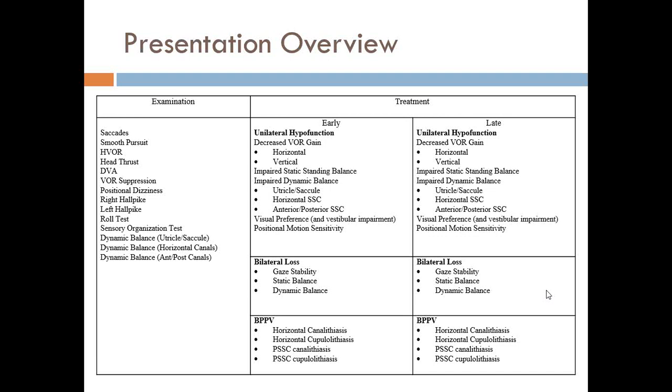VOR suppression, and so as we're turning our head, we need the ability to either keep our eyes on a particular object as we turn our head, or we need the ability to have our eyes move with our skull as we turn our head, depending upon the situation. That's where the VOR suppression comes in.